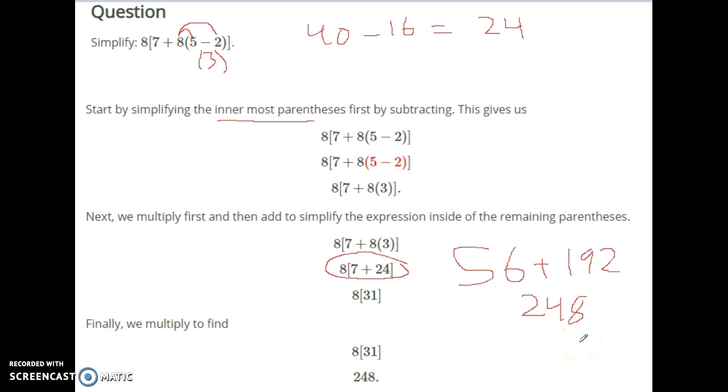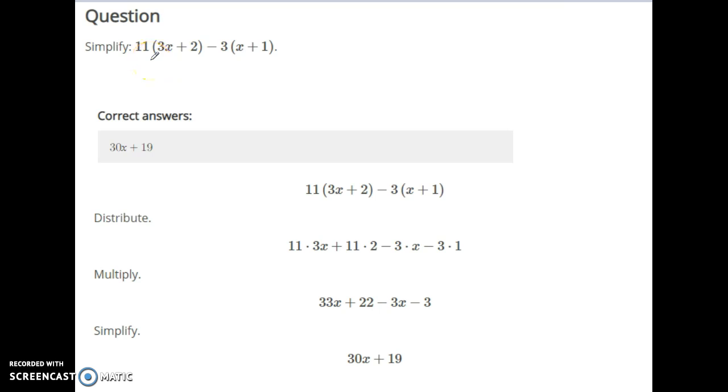But again, you don't have to use the distributive property if it's possible to combine everything inside of the parentheses into a single number, which you can do. 7 plus 24 is equal to 31. So now you can just do 8 times 31 on a calculator, and that gives you the same result of 248. For this next problem, just one more example of using the distributive property to solve.